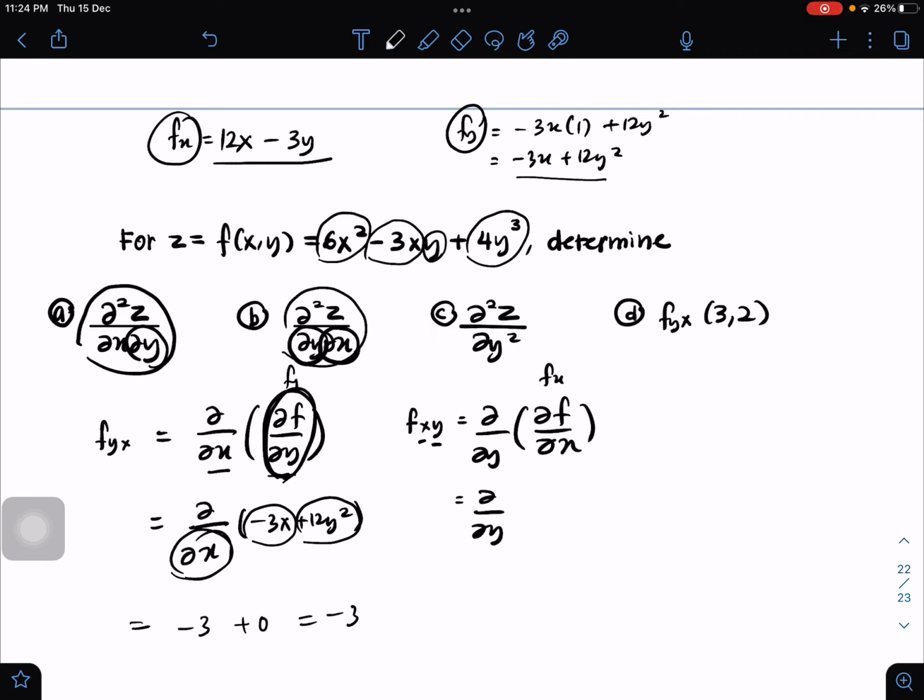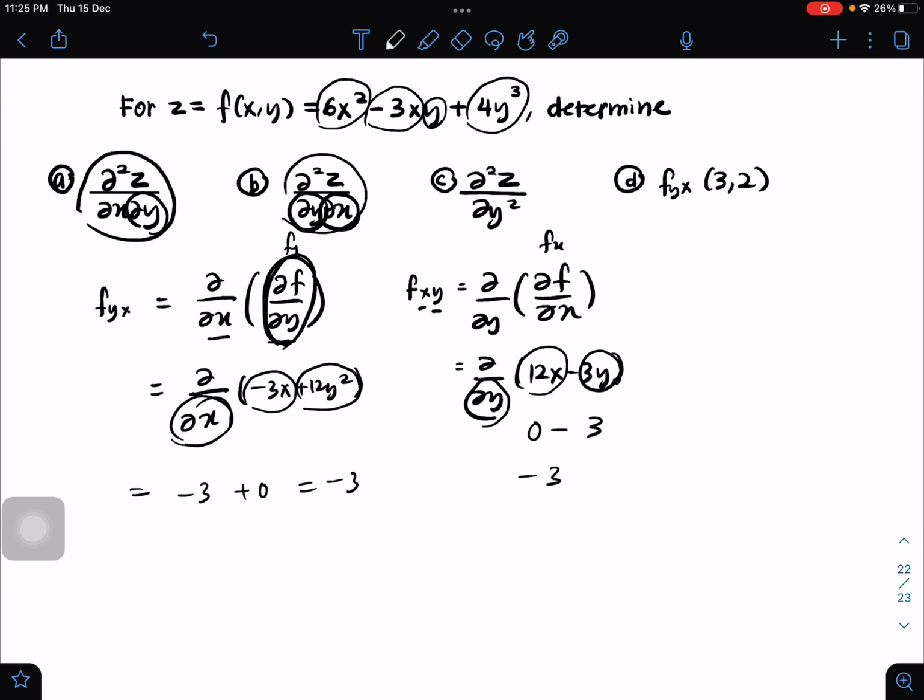So what you need to do is you just substitute your fx. This one is your fx, right? So 12x minus 3y. What we want to do to this function is differentiate it with respect to y. So this one is a constant, 12x is a constant. So constant differentiate dapat kosong, tolak. Differentiate 3y dapat 3. So kosong tolak 3 is also negative 3. So if you see here, fyx, yang ini fxy, sama kan, negatif 3, ini pun negatif 3. But actually it is a coincidence. Okay, it is not confirm the equality.